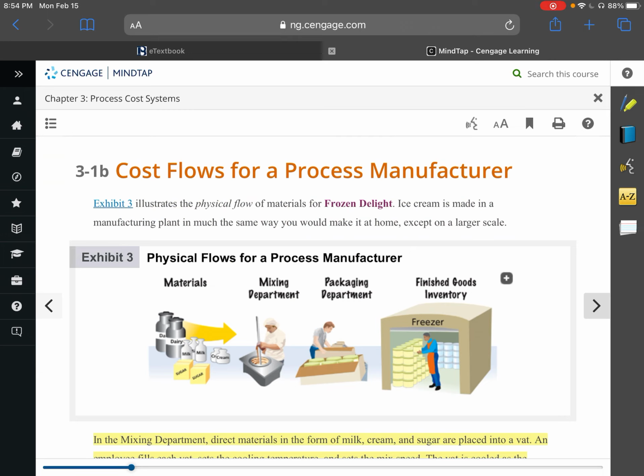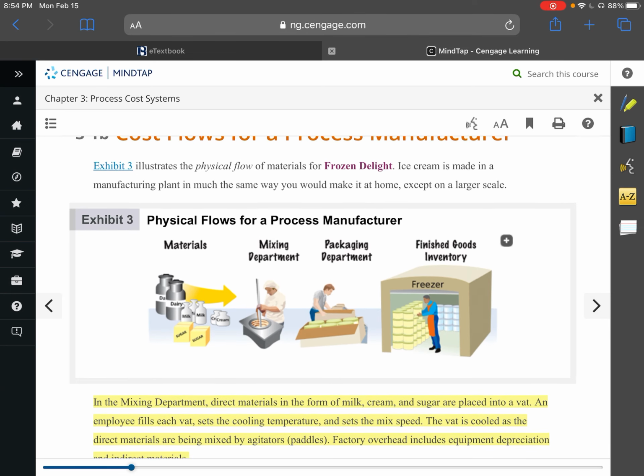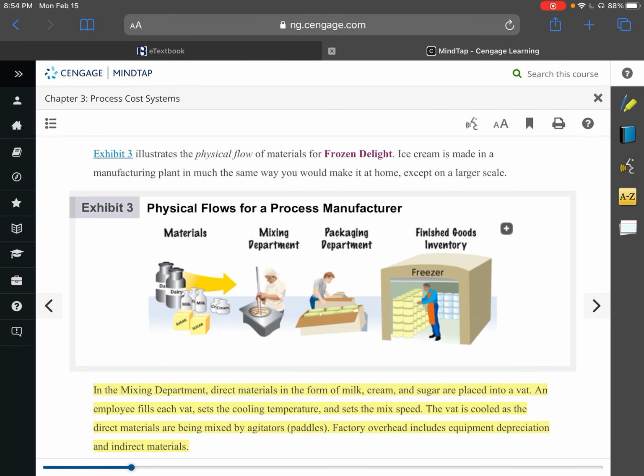All right, so what about cost flows for a process manufacturer? So let's think about the physical flow of materials for an ice cream company. So you have raw materials that go to the mixing department. The work in process is transferred to the packaging department. Once it leaves the packaging department, it moves to finished goods inventory, and then it gets sent out.